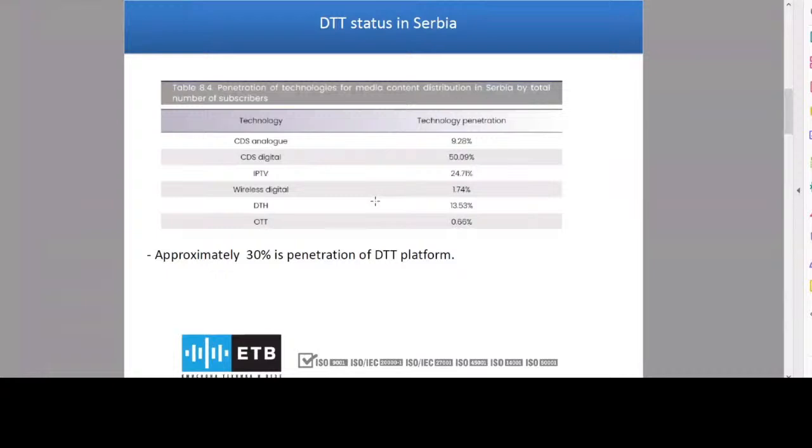Our estimation is that still 30% of the population is receiving TV or radio, TV especially, a program based on our DTT free-to-air platform.